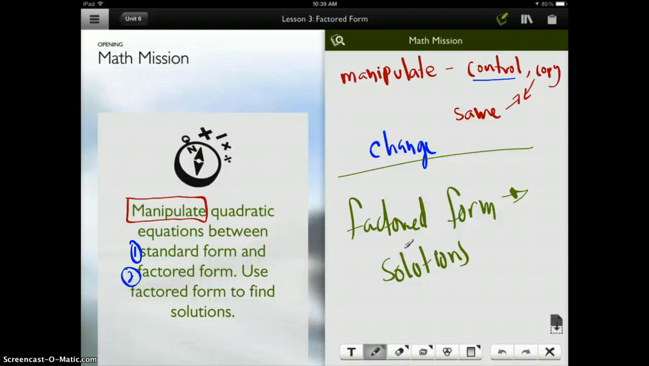You're welcome. So factored form will lead to our solutions. That's good. If you can factor it, you will have real solutions. We'll add that at the end. Okay, can we move on?